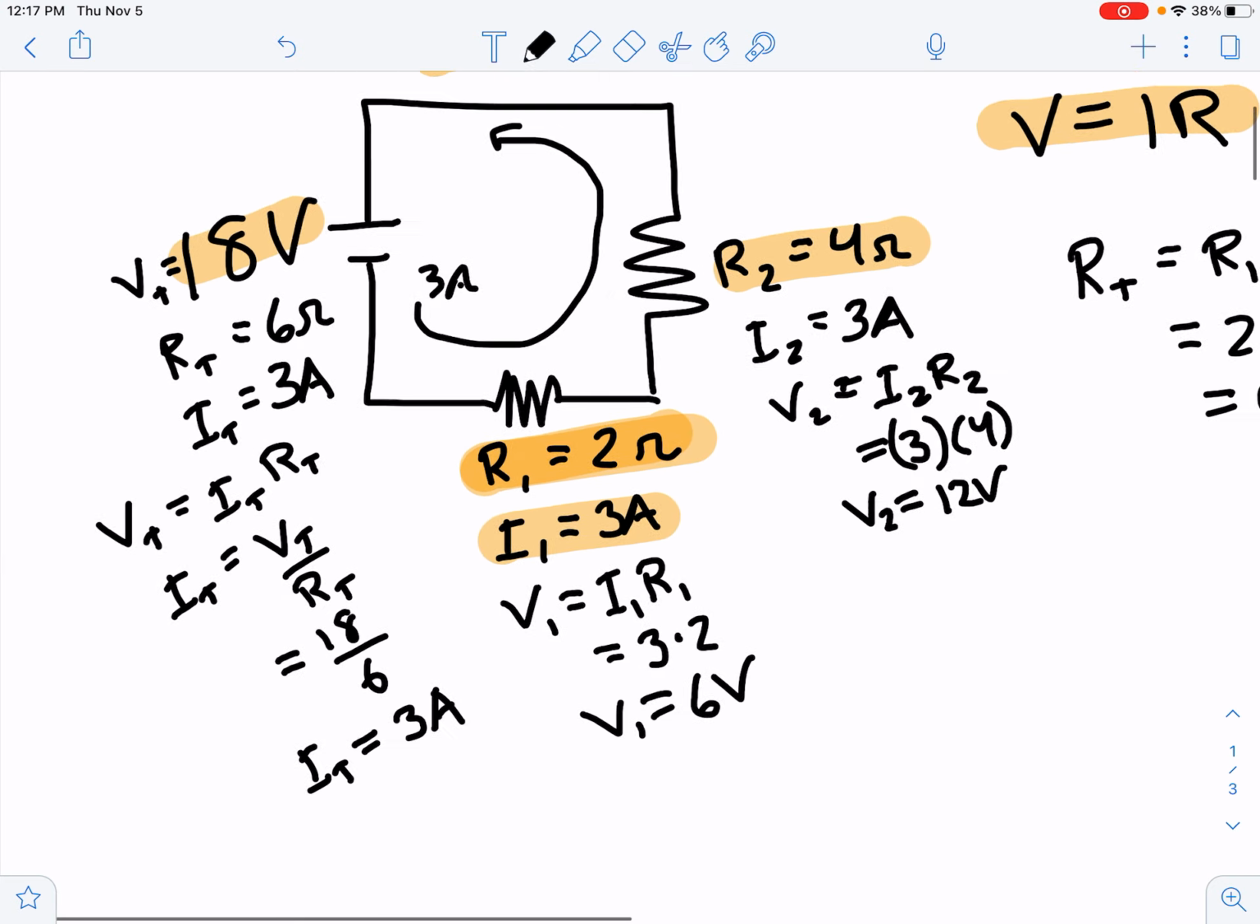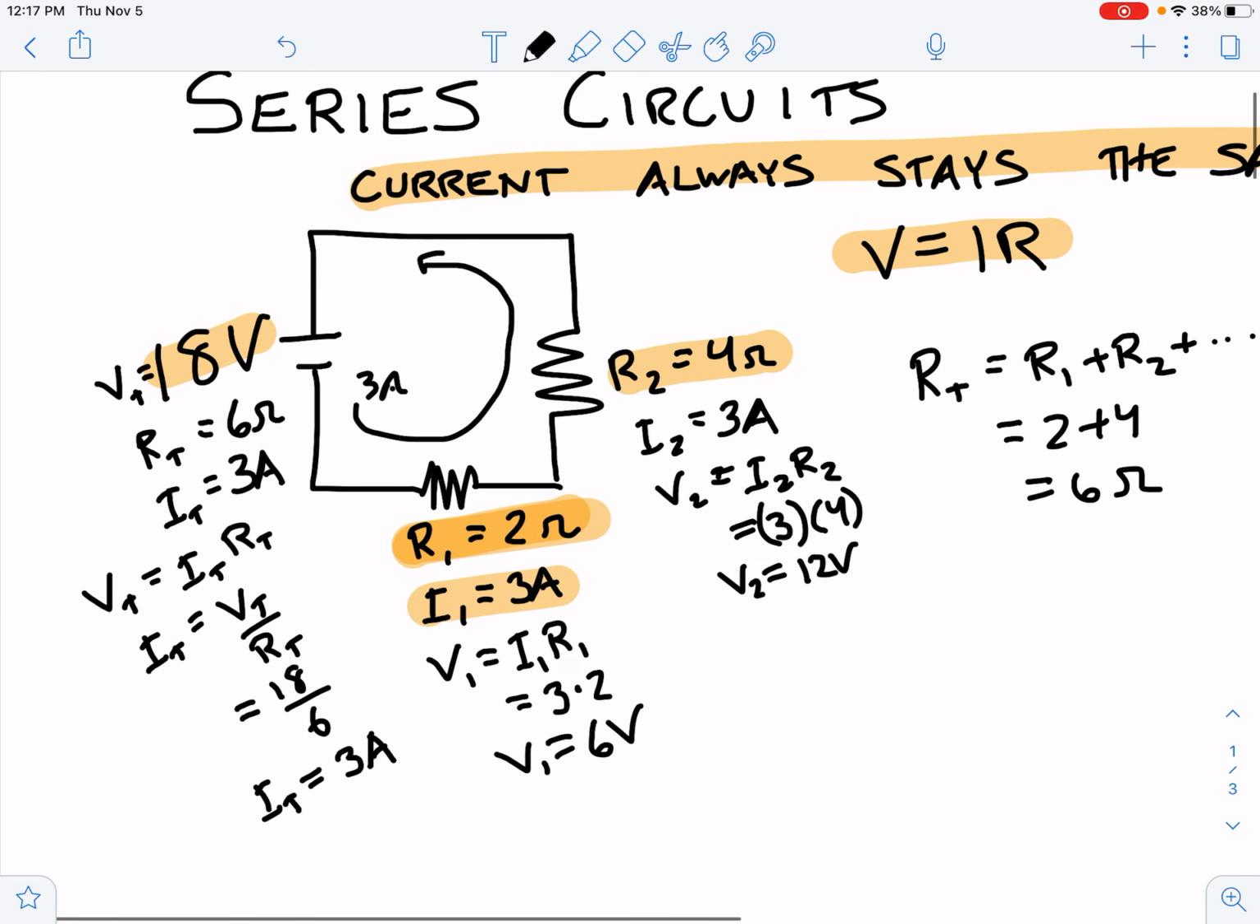Okay? Now if we look at this, we can add up. Here we have 12 volts from here and 6 volts from here. 12 plus 6 equals 18. Okay? So that's a series circuit. I'm going to stop this video and I'm going to make a separate video that explains parallel circuits.